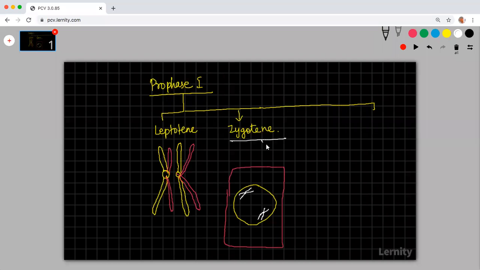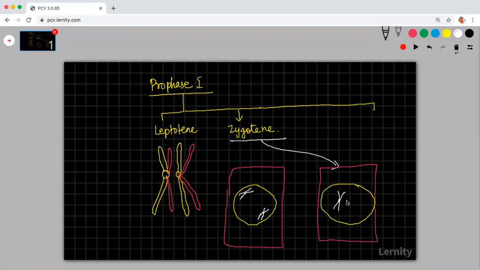So in zygotine, what happens? In zygotine, something happens. What is that something which will happen? The two thin threads which were formed will try to come close to each other. Okay, this we call the pairing of the homologous chromosomes. So that is what we call the paternal and the maternal chromosomes coming together. Okay, so they will pair with each other.